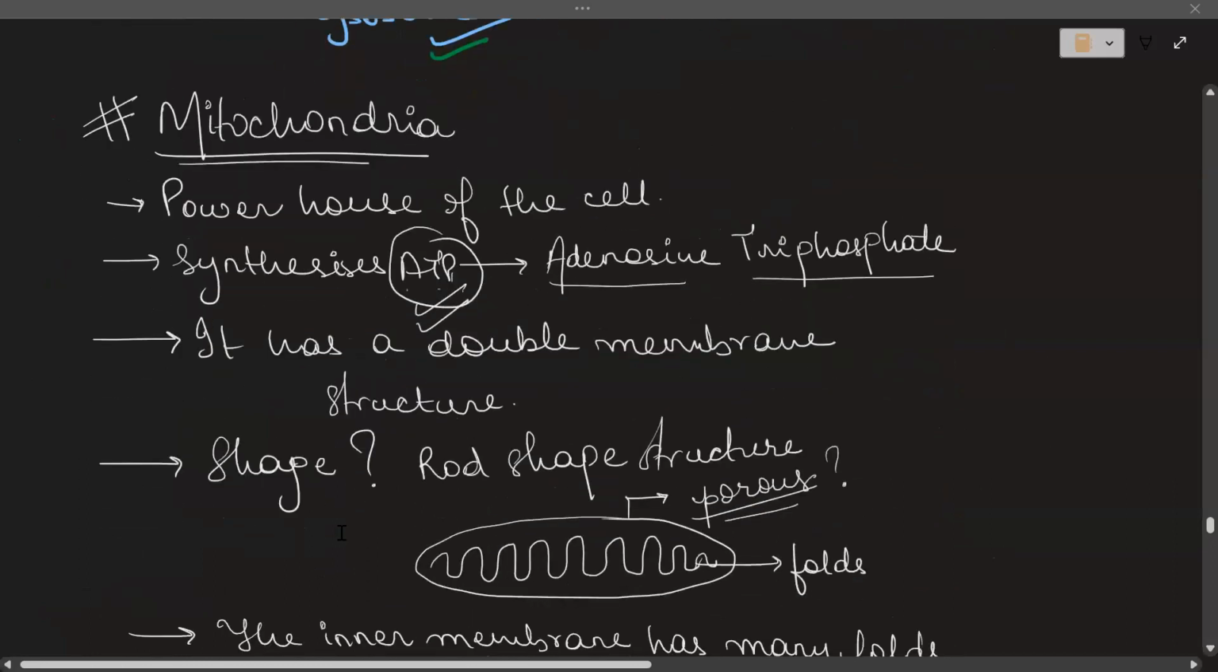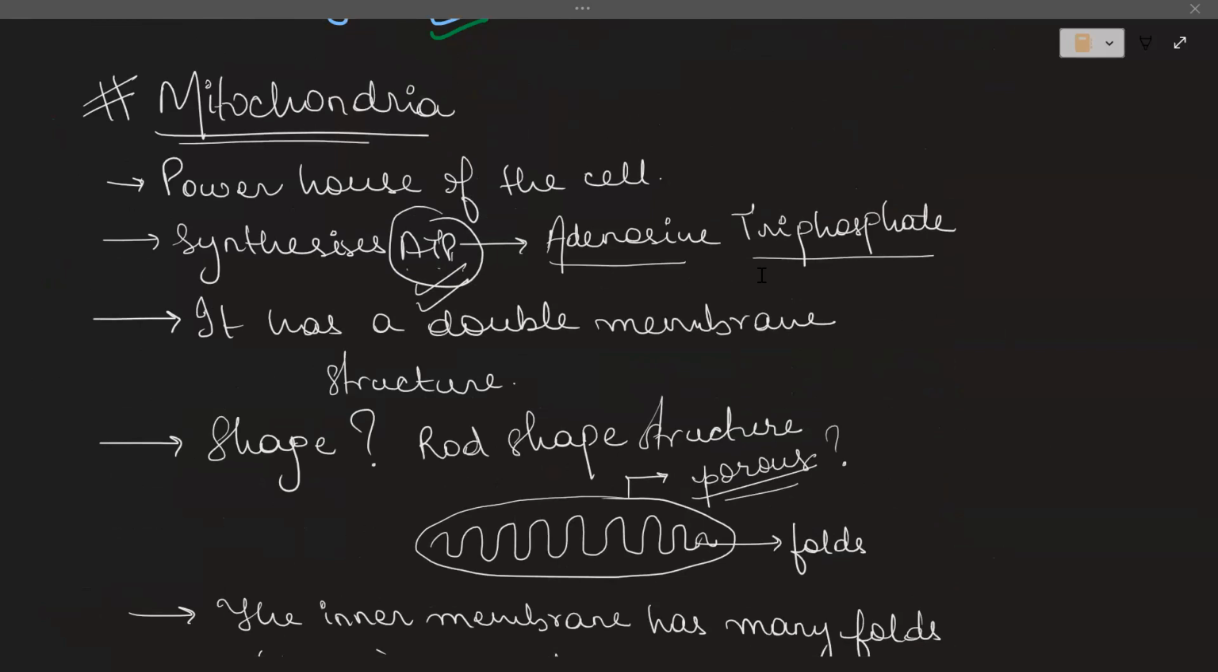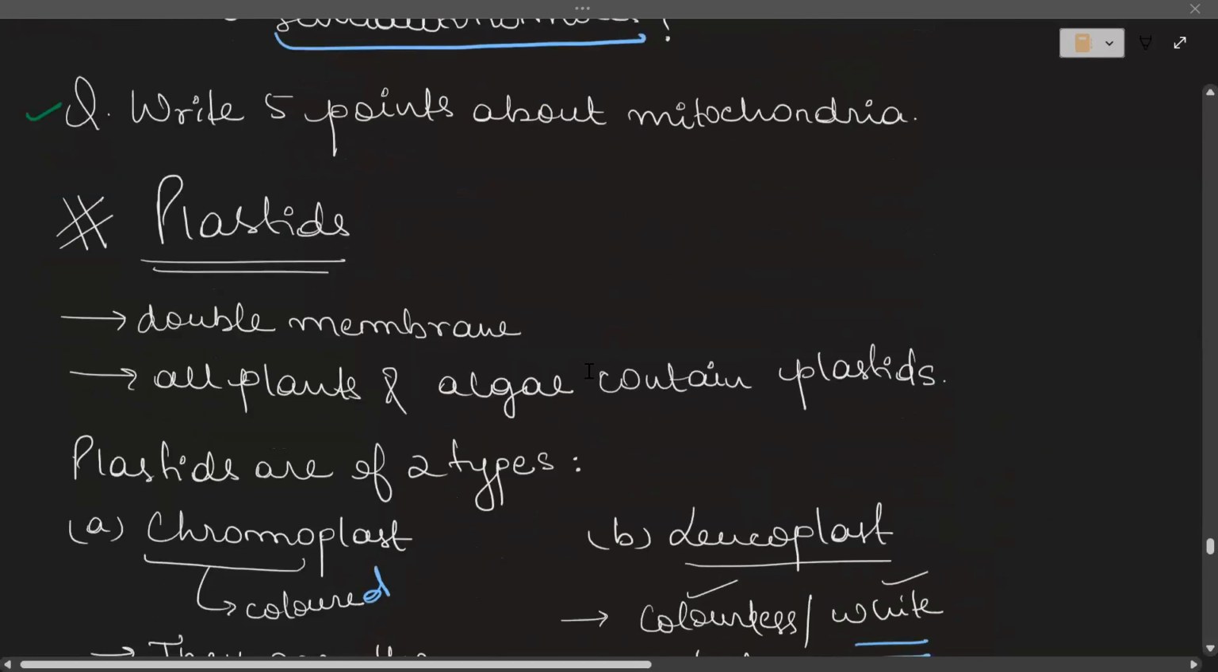Can somebody tell me what is ATP? Ma'am, it's the source of energy used for storage of the cell. See, it is the energy currency of the cell. And the full form of ATP is adenosine triphosphate. All right, now moving on to the plastids.